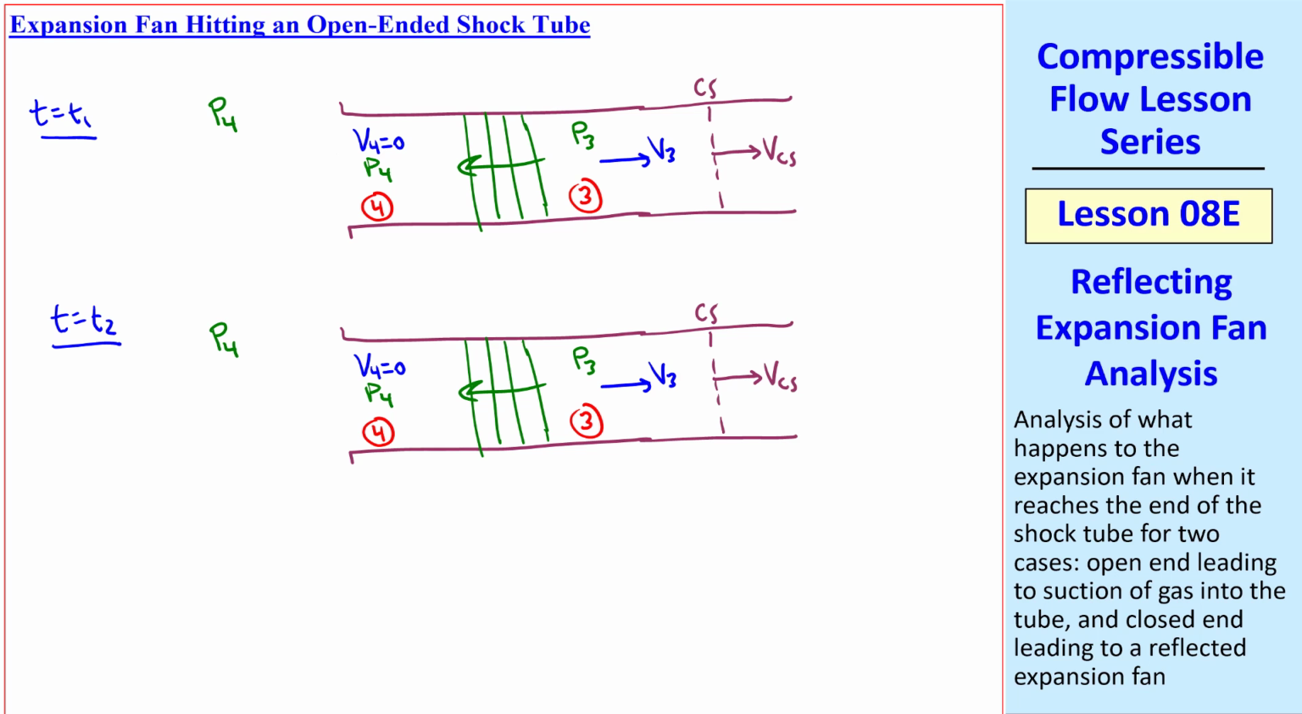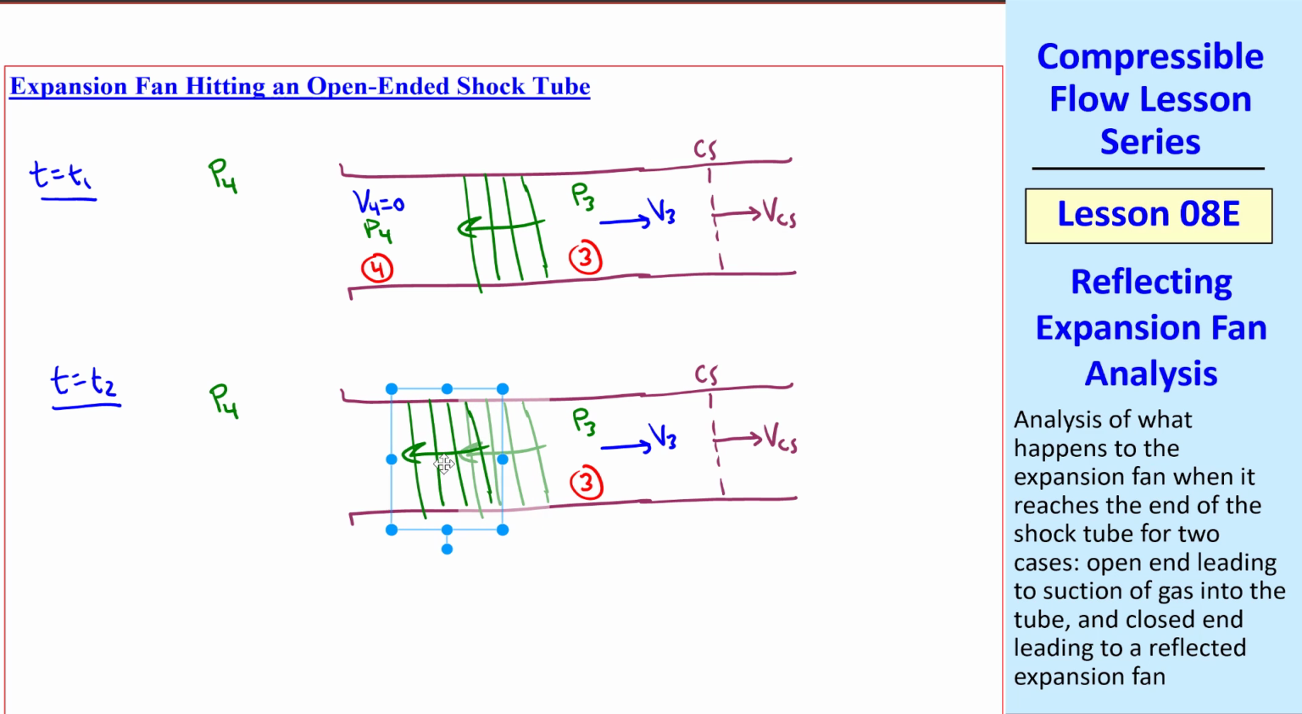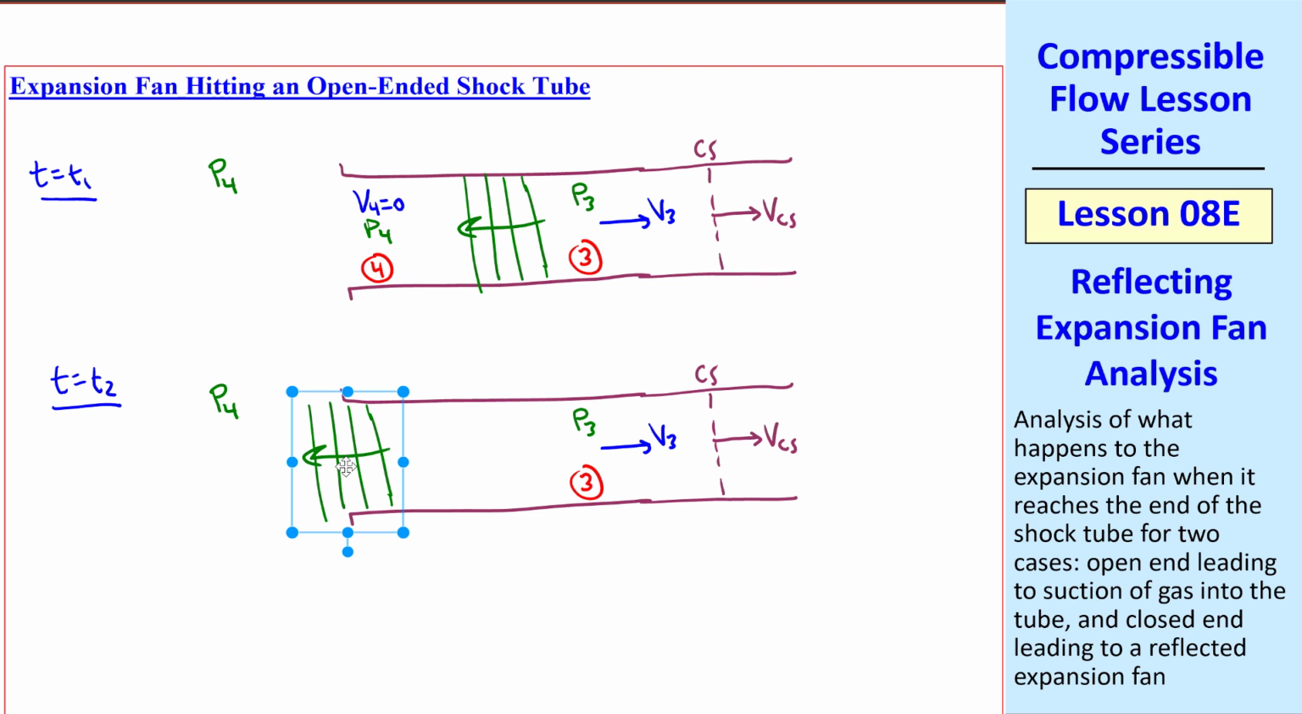Now consider what happens at some later time T2, when the expansion fan has moved to the exit. Again, the contact surface has moved slightly to the right. Region 4 is now gone, as previously, and these sound waves will start to bend around as they're exposed to the ambient pressure. Since pressure rises from right to left across the expansion fan, the pressure at this exit plane gets smaller as the expansion fan passes through. In other words, there's some suction at this inlet, so air starts to get sucked in to the inlet. Meanwhile, this pressure is still P3, and the gas is moving at speed V3, as previously.